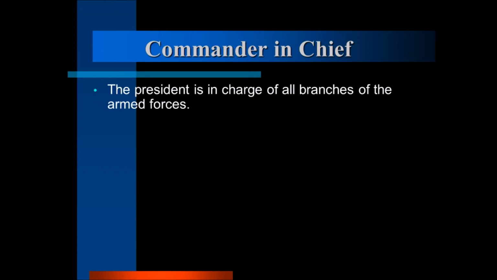Commander-in-Chief powers. The president is in charge of all branches of the armed forces, whether it's Coast Guard, Air Force, Army, Marines, Navy, whatever. They're in charge of it. If a new branch comes up, let's say they make teleport troopers and they call it the teleport trooping branch, whatever. Guess what? He's in there too.